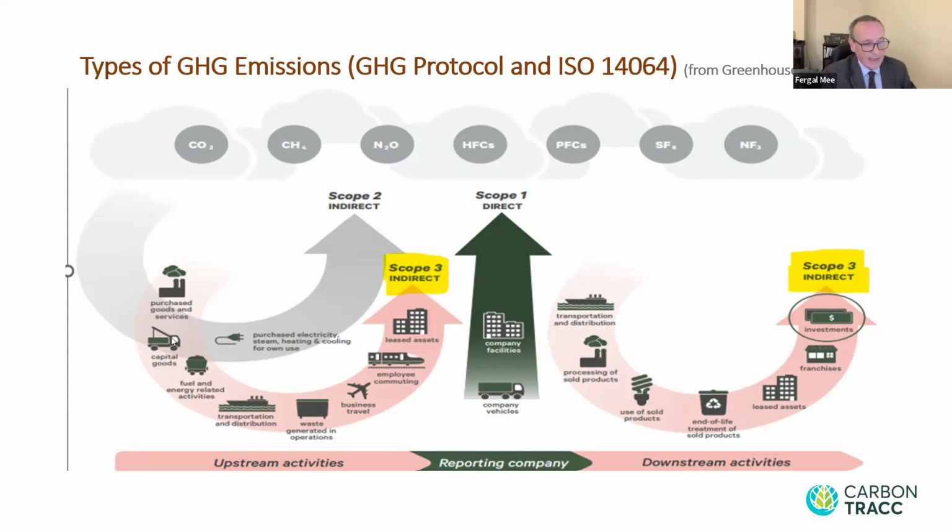Downstream, our emissions, leased assets, the scrapping of, if we're an auto manufacturer or a car manufacturer, when our car is scrapped at the end of 10 years or 20 years, the emissions associated with that scrapping operation need to be included. The use of sold products is a difficult Scope 3 emission to quantify.